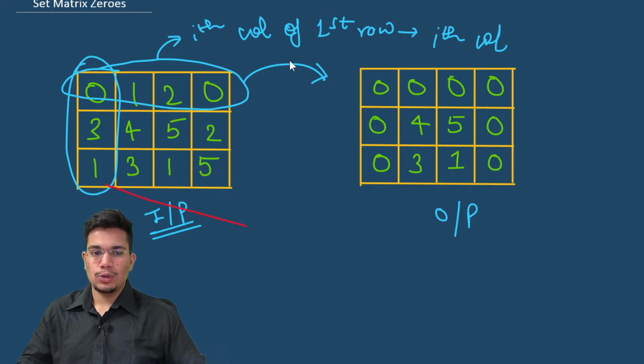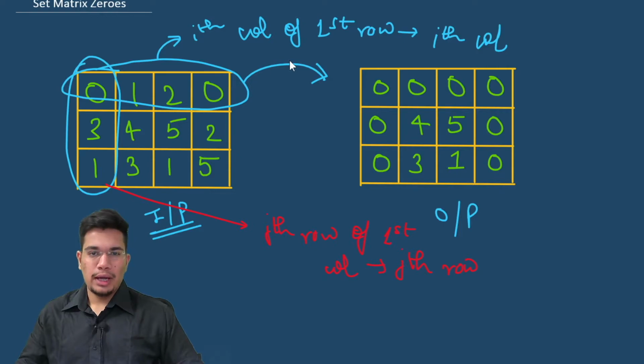Basically here I can also write something like the jth row of the first column is going to store the information of whether I have to set that entire jth row to 0 or not in my matrix. And this is how we are storing the information. But if you have been following this correctly, then you must be wondering, how do we store this particular cell's information?